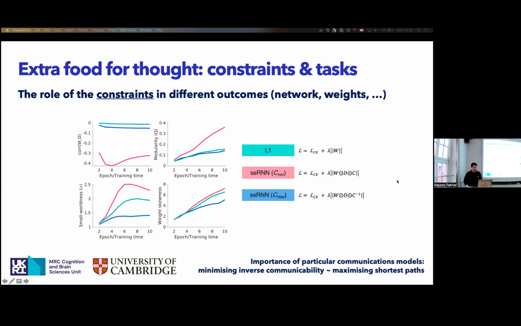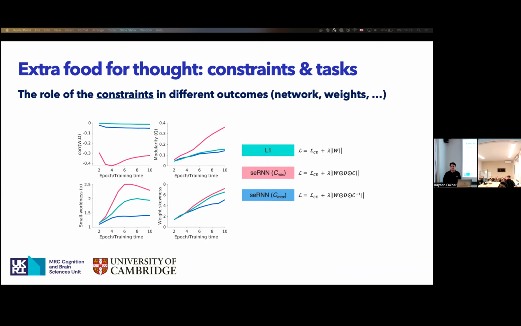So the importance of particular communication models. Yes, Marcus? So do you get equivalent performance for all three? Yes, these are all task-solving networks. Okay, so they all perform the task to the same level. They all perform the task to about 96%. That was the cutoff that we used. These are 100 neuron networks.